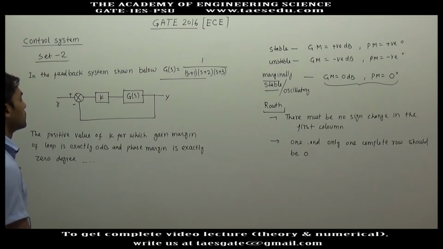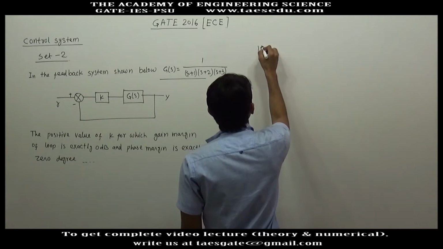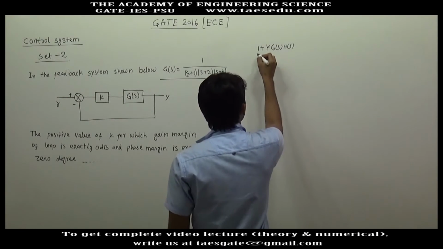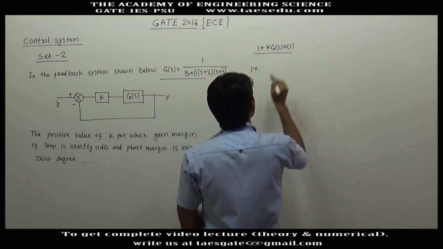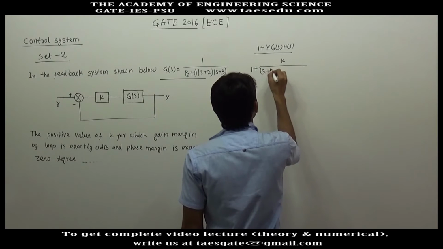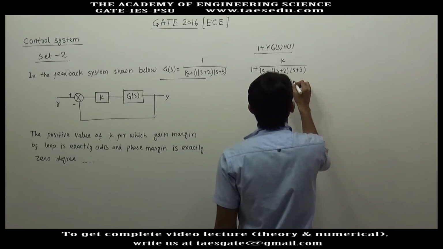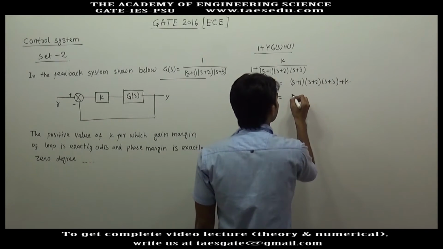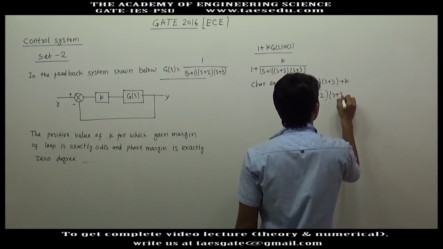So we will form the Routh-Hurwitz table for the closed loop system. First find the characteristic equation of this system. The characteristic equation will be 1 plus kG(s)H(s). The numerator of this equation will give you the characteristic equation. So 1 plus k divided by (s plus 1)(s plus 2)(s plus 3). So the characteristic equation will be (s plus 1)(s plus 2)(s plus 3) plus k. This will be (s square plus 3s plus 2)(s plus 3) plus k.